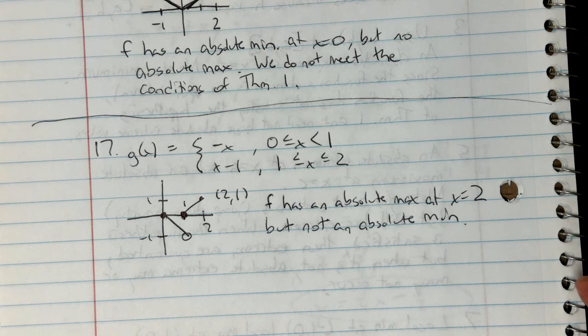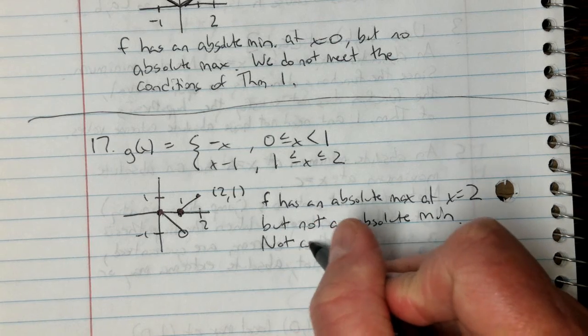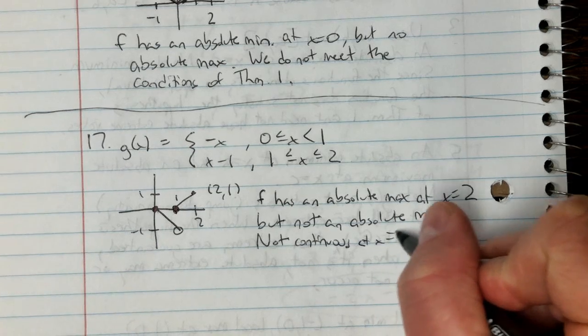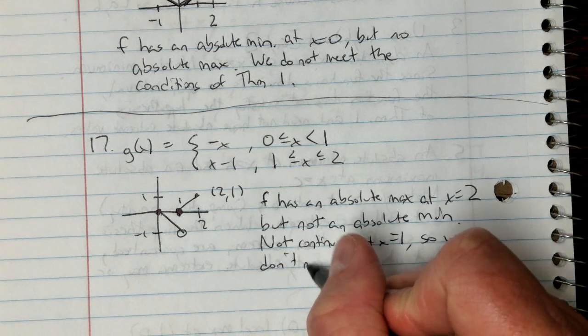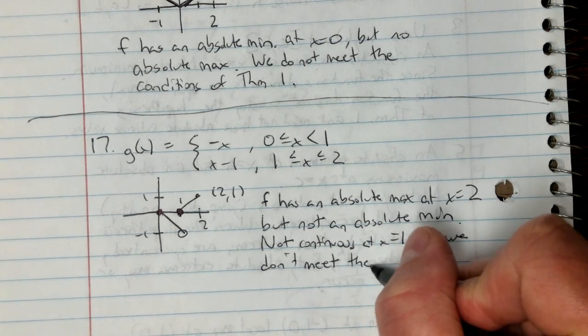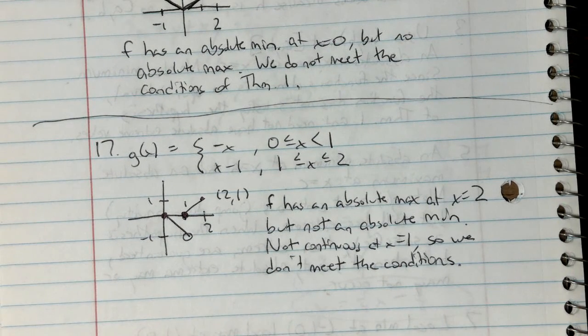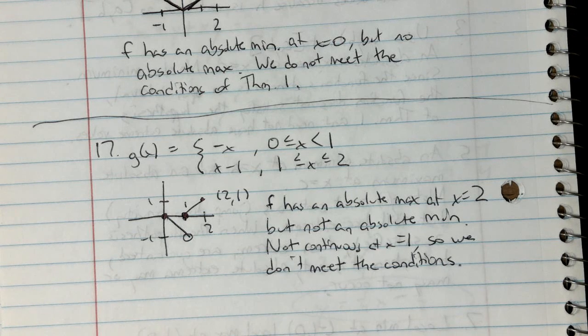F has an absolute max at x equal 2, but not an absolute min. So it's not continuous at x equal 1. So we don't meet the conditions. It's not continuous at x equal 1. Again, we have a jump discontinuity, so we don't meet the conditions of it being continuous.